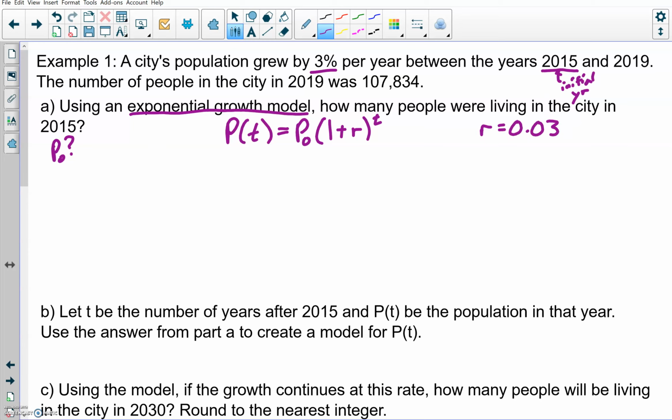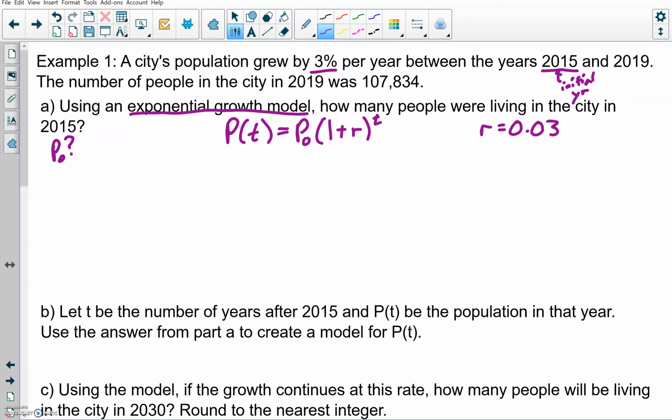Remember to move the decimal. It's a very easy mistake to make. I see students do it all the time. And if you don't move that decimal, you're going to get the completely wrong answer. So make sure you always convert your percent to a decimal to make sure that you get the right answer.